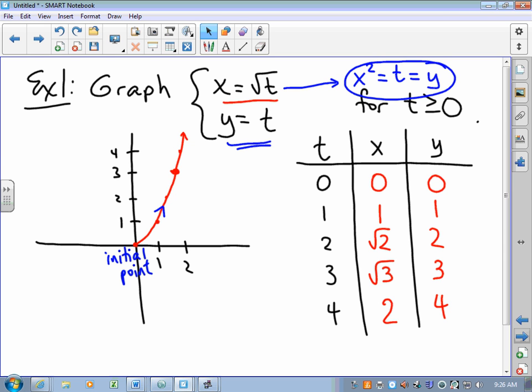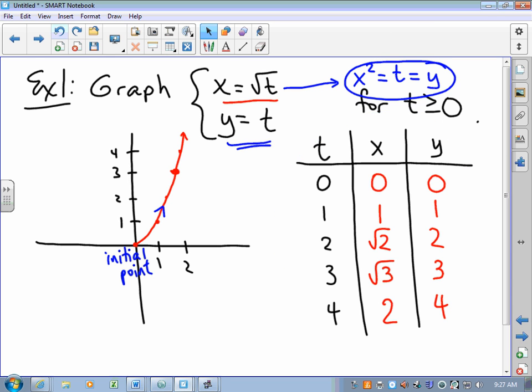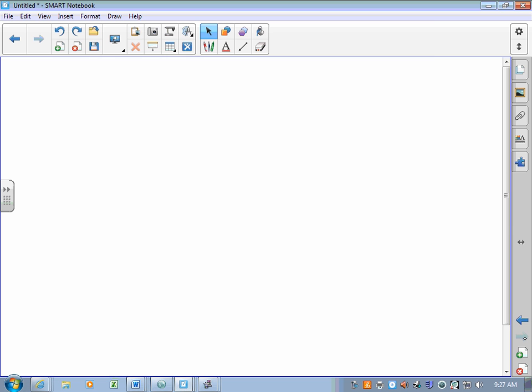So if you have a parametric curve, a set of parametric equations to graph, you can use a t-x-y chart and graph the sucker by just plotting values. Not too bad. Of course, there are times when it gets a little bit more difficult.